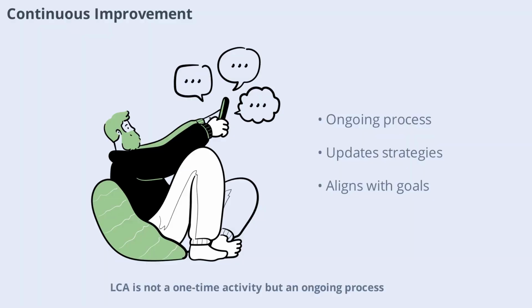LCA is not a one-time activity but an ongoing process. As new data becomes available and technologies evolve, engineers revisit assessments and update their strategies. Continuous improvement ensures that products and processes remain aligned with the latest sustainability goals and best practices.